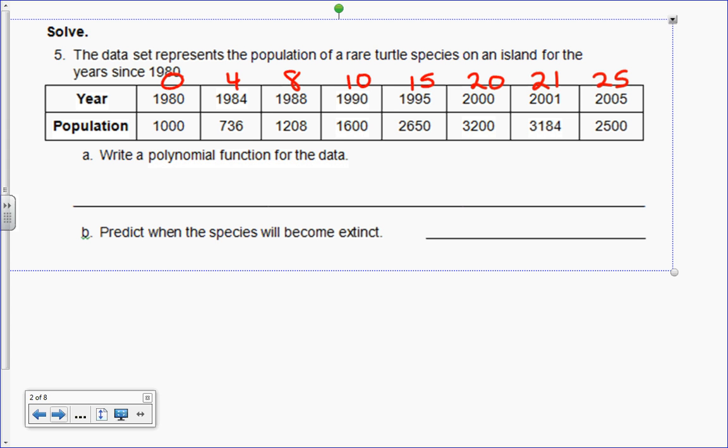So we're going to put 1,000, 736, 1208, 1600, 2650, 3200, 3184, and 2500. So just check your table right now to make sure that everything matches exactly as you see on your paper.